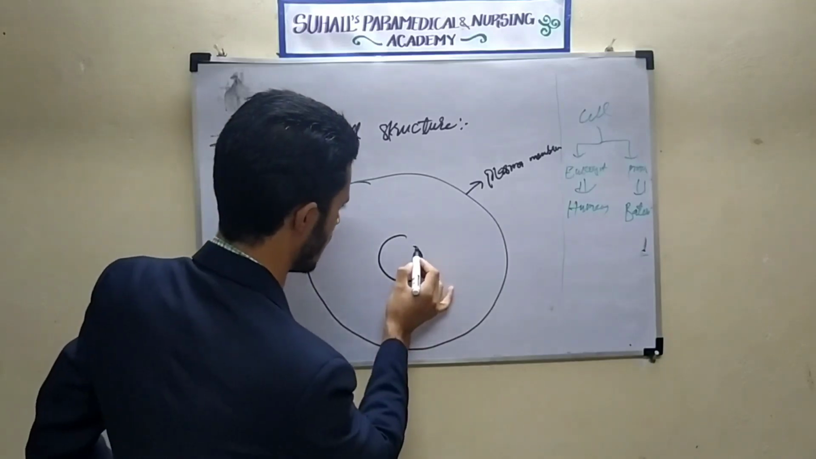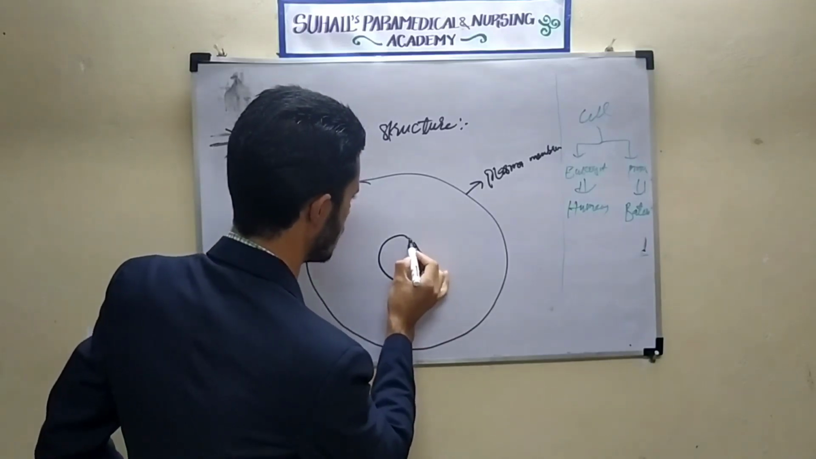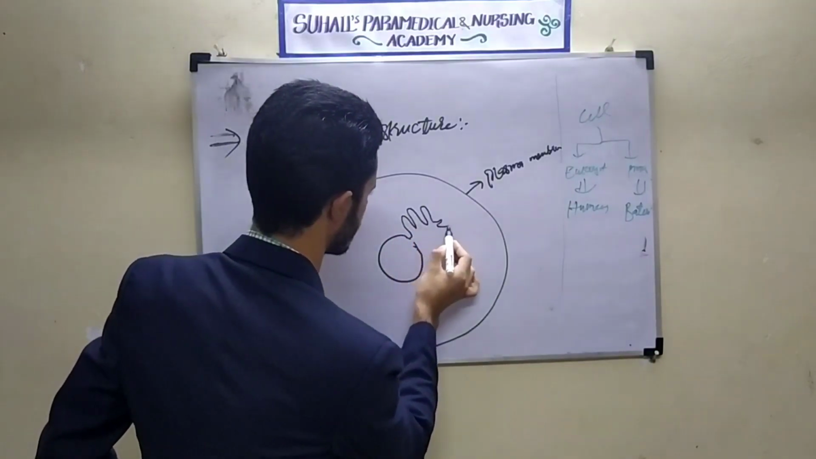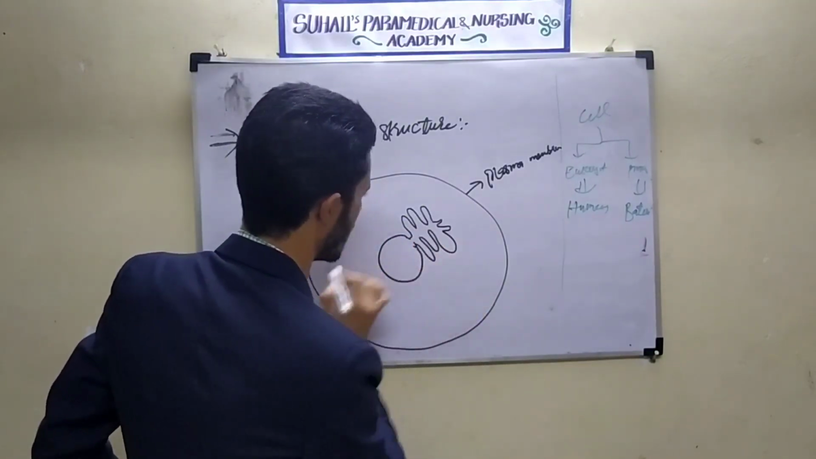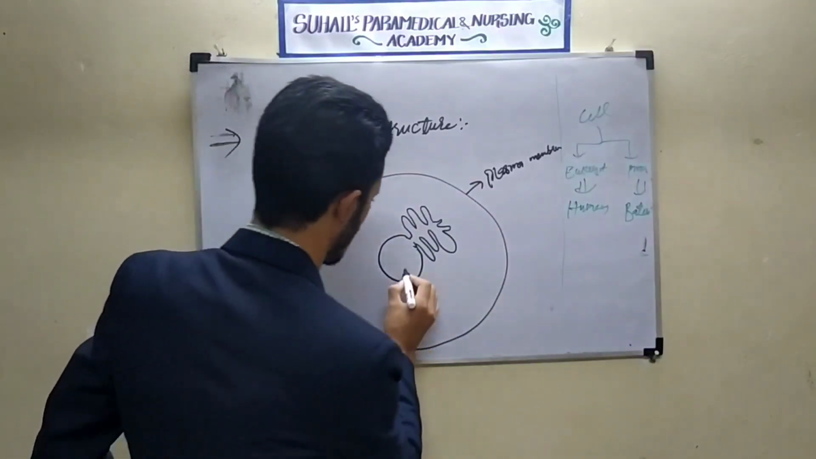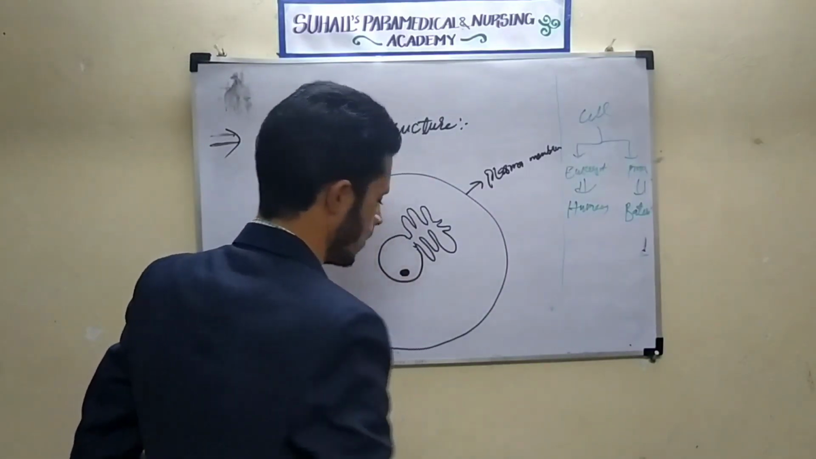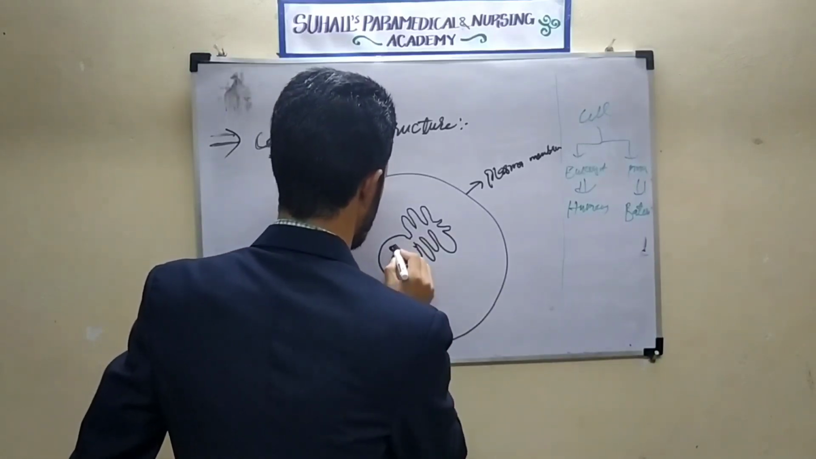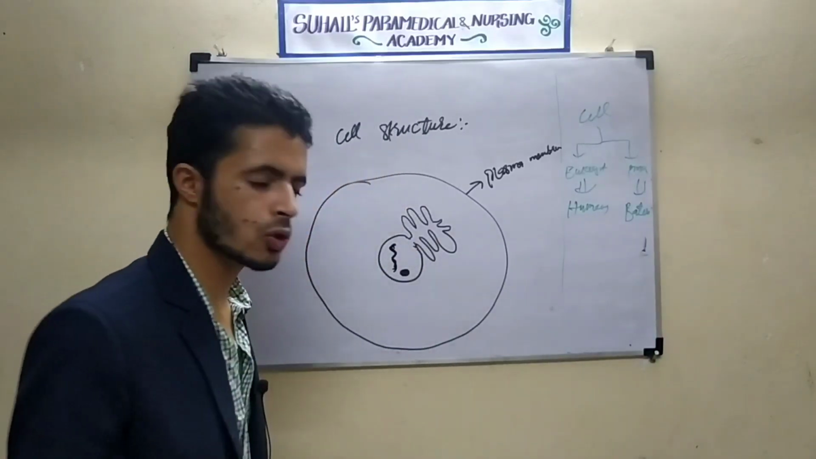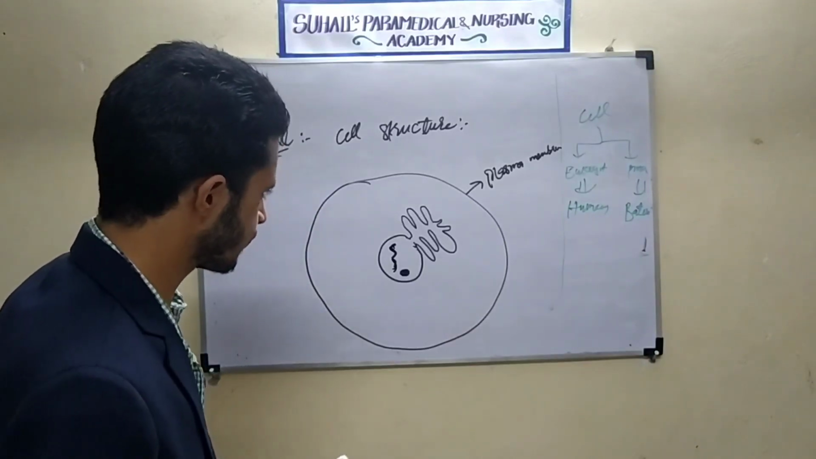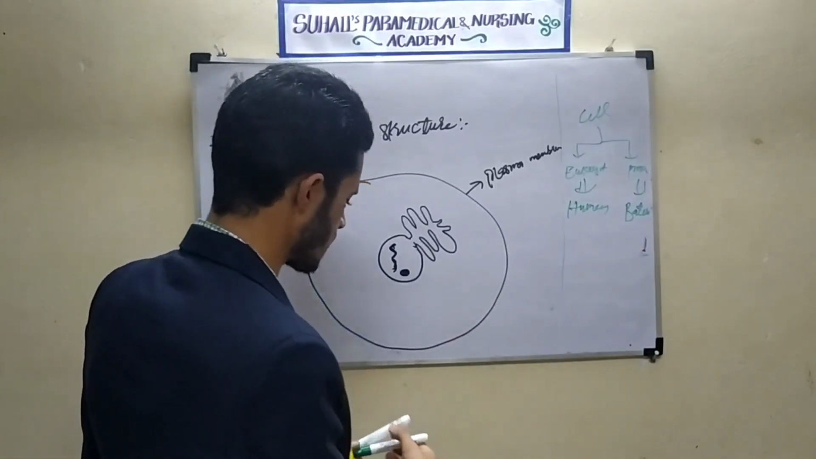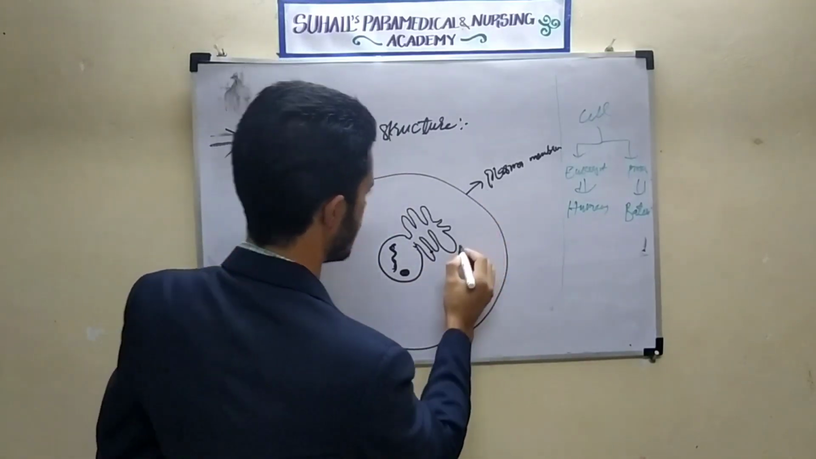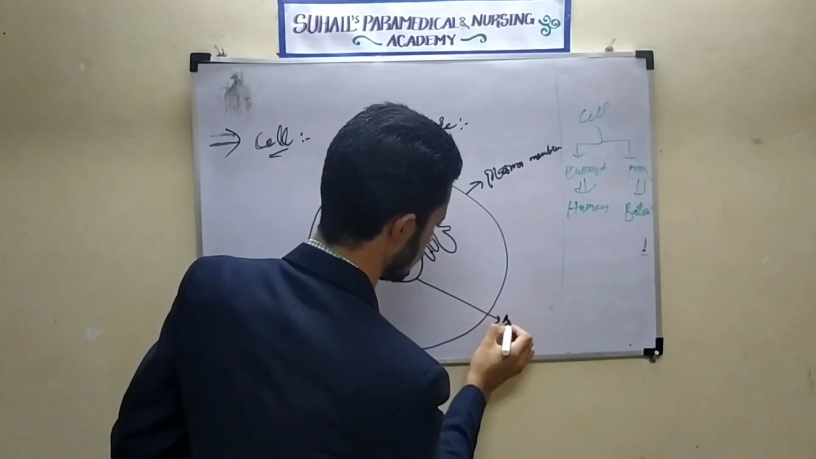Nucleus will be connected with the endoplasmic reticulum. Inside the nucleus there will be a dark structure, and inside there will also be double-stranded DNA, that is chromosome. See, this is the plasma membrane, and here there will be some protein. This is called the nucleus.